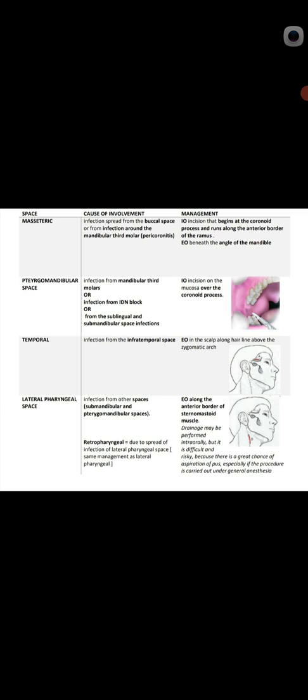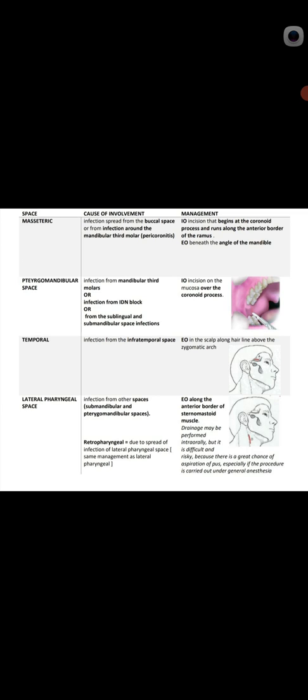Now come to the pterygomandibular space. The cause of involvement is infection from the mandibular third molar, or infection from an inferior alveolar nerve block, or from sublingual and submandibular space infection. Management is an intraoral incision on the mucosa over the coronoid process.